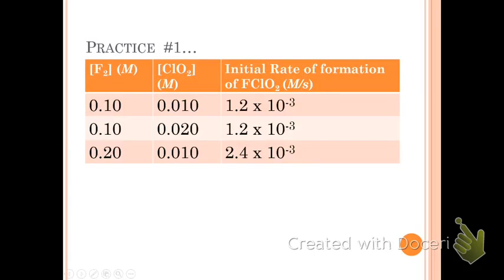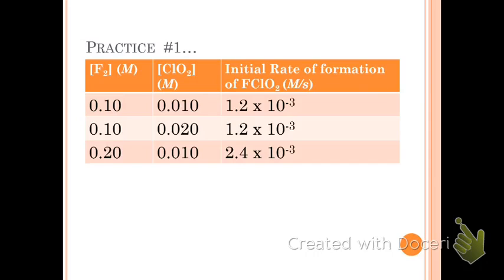What do you have to do? You need to determine which 2 experiments you're going to use to find the order of F2, and which 2 experiments you're going to use to find the order of ClO2. Write the rate law expression, and then give me the overall order of the reaction.